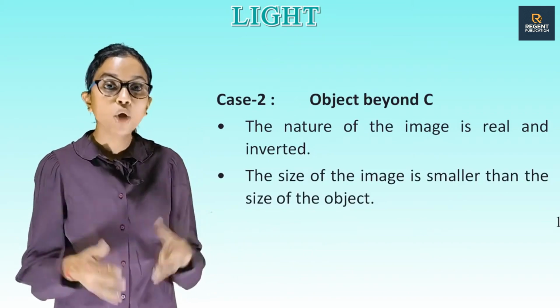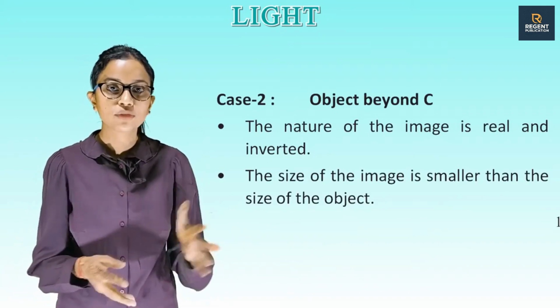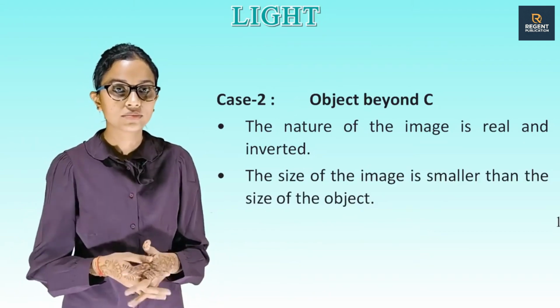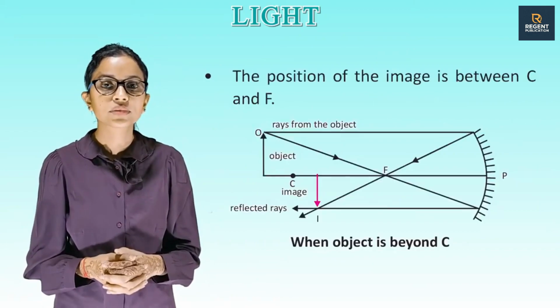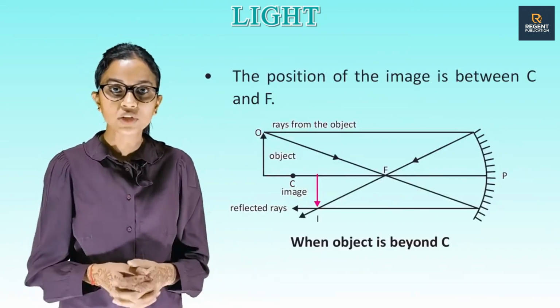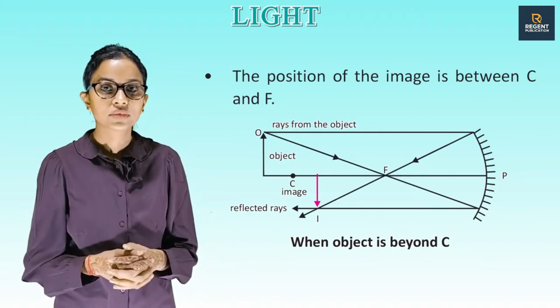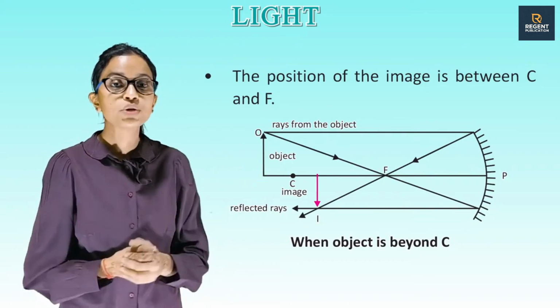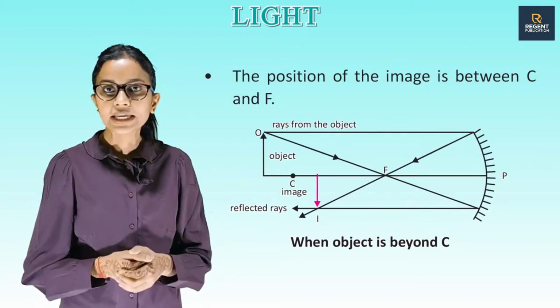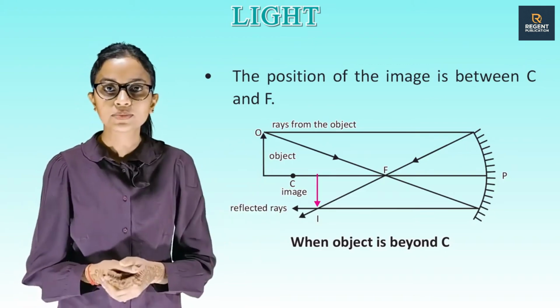Case 2: Object beyond C. The nature of the image is real and inverted. The size of the image is smaller than the size of the object. The position of the image is between C and F. This is the diagram showing when the object is beyond C.